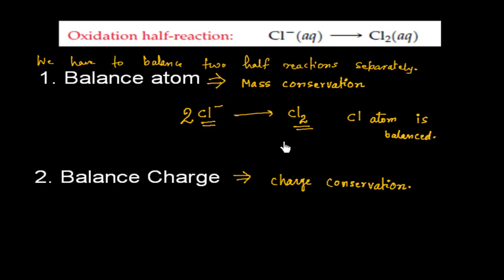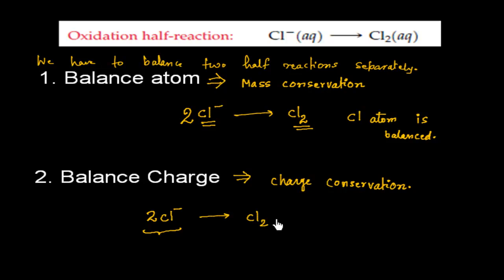Now charge is still not balanced. So we have to balance charge in the next case. 2Cl minus, this gives you Cl2. If you see this side we have total 2 negative charge. One chlorine ion has a 1 minus charge, so 2 ions will have 2 minus charge. So this side we have 2 minus charge. This side we have 0 charge.